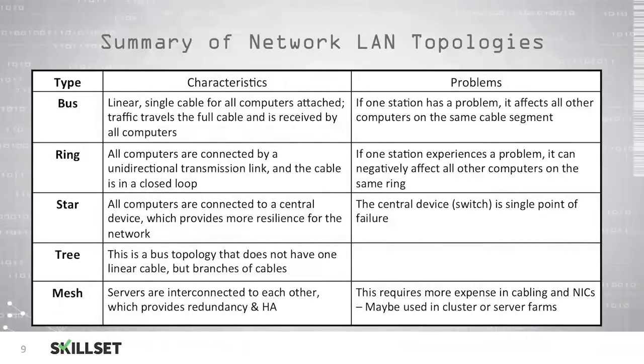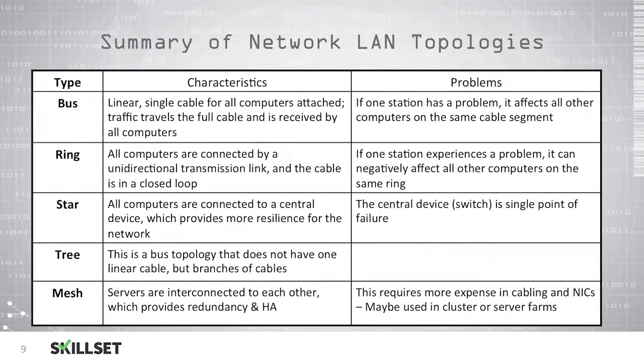There are several different types of LAN topologies. The bus topology uses a single cable for all of the computers attached, and all of the traffic on the cable is received on all computer systems. The problem with bus computer networks is that if one station has a problem, all of the other computers could be affected. With a ring communication, it is very similar to a bus connection in that it uses cabling in a closed loop among all of the stations, and it has the same problem as the bus. If one computer goes offline, all of the computers on the ring can be affected. We typically do not see bus or ring topologies being used in modern networks.